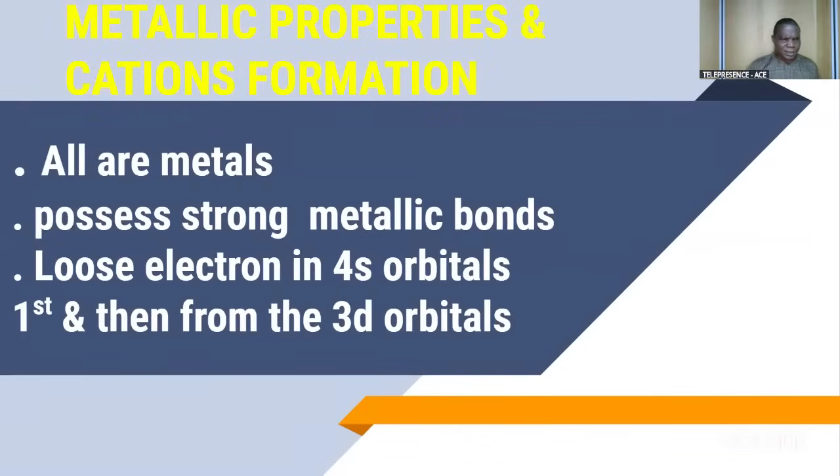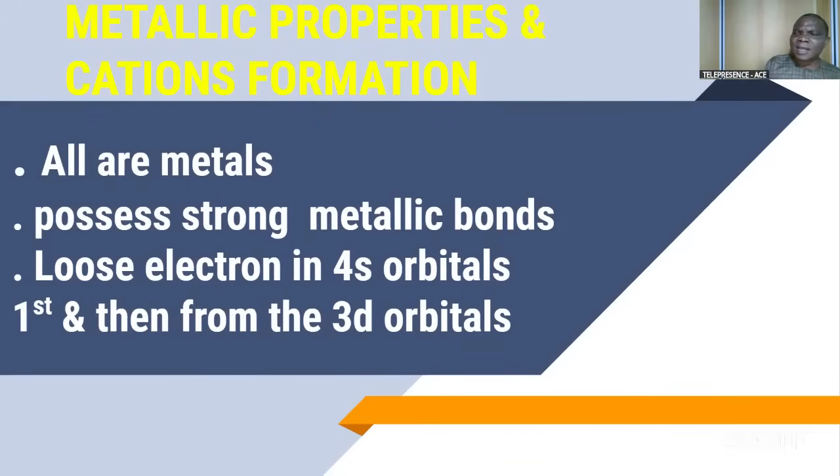So we say that they are all metals. They possess strong metallic bonds, and lose electrons in the 4s orbitals first. And when 2 electrons in the 4s orbitals are lost, you have a +2 oxidation state. Albeit, if 2 electrons in the s orbitals are lost and 1 electron again in the d orbital is lost, then that will give you +3 oxidation state.